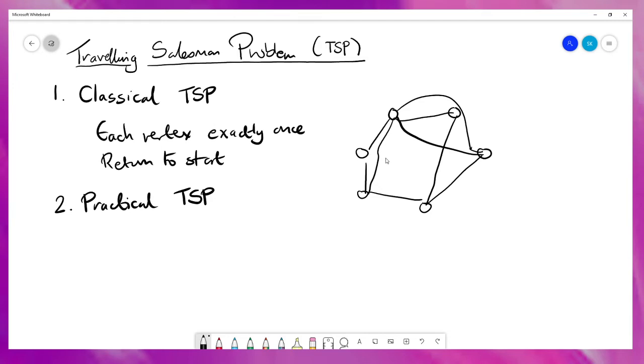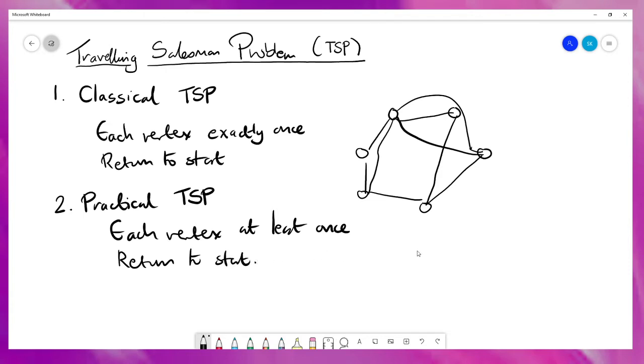Now, for some networks or some graphs, that might be possible, but it's rarely the case. So often, we have to look at the practical travelling salesman problem, which is we visit each vertex at least once before we return home. Typically, the reality is that we are looking at a practical travelling salesman problem, but in order to do the maths and the algorithms, we need to turn it into a classical travelling salesman problem. By finding matrices of least distances, we can do that, because the classical travelling salesman problem relies on the graph being complete, which, as you can see, this graph definitely is not.